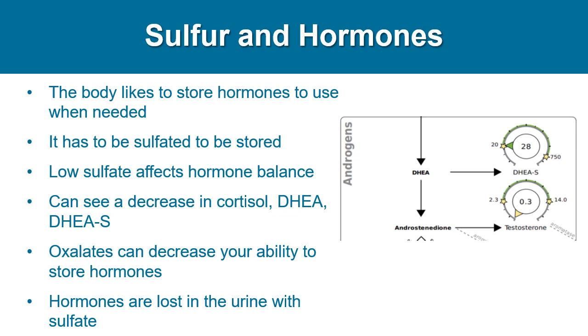People who have oxalate problems, the body loses the ability to store hormones by sulfating them, and then the hormone is lost in the urine, and that lowers reserves and makes us have higher requirements for certain nutrients to help replace the hormones we're losing. So hormones have a very important relationship with sulfate.